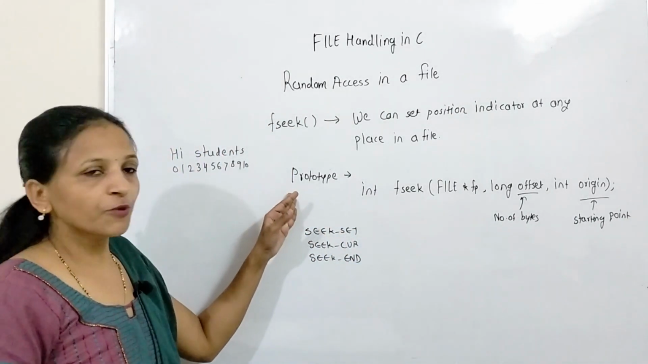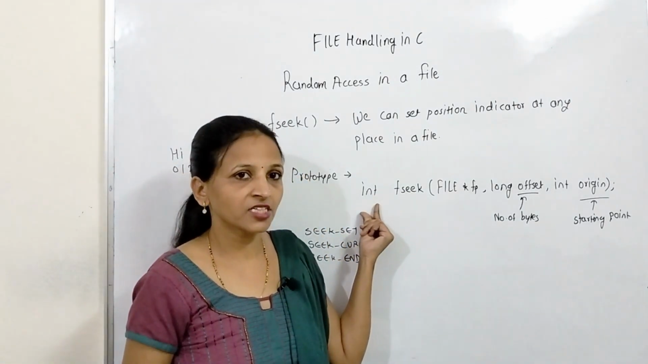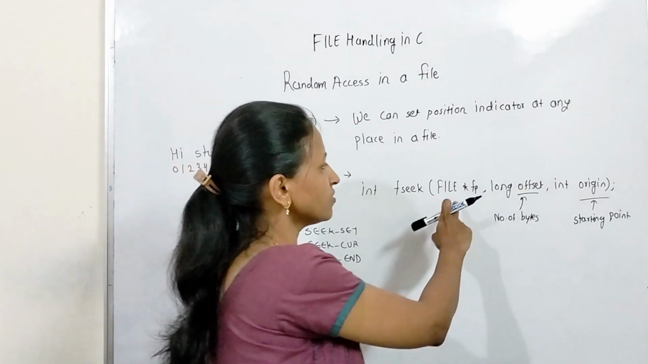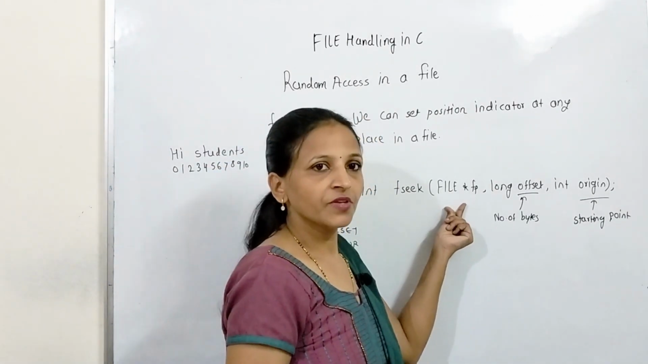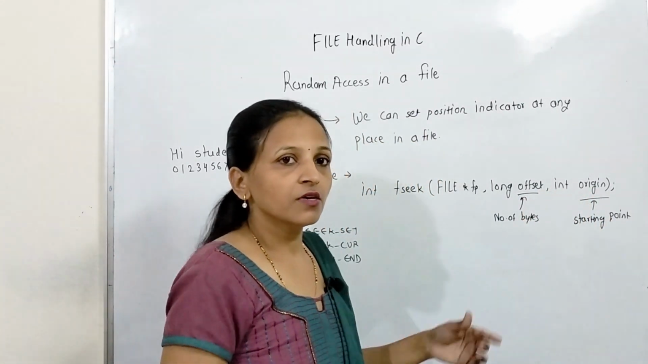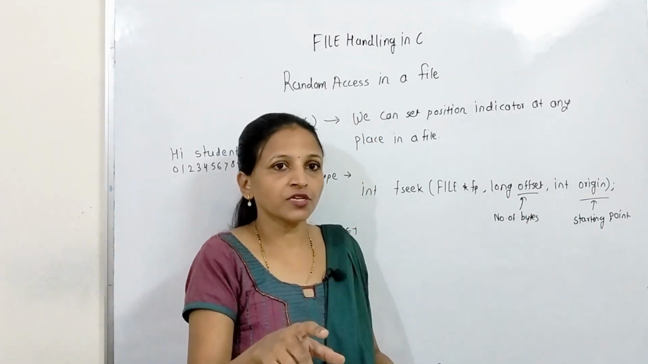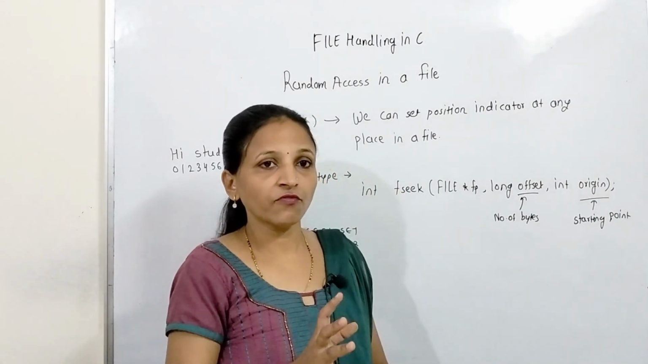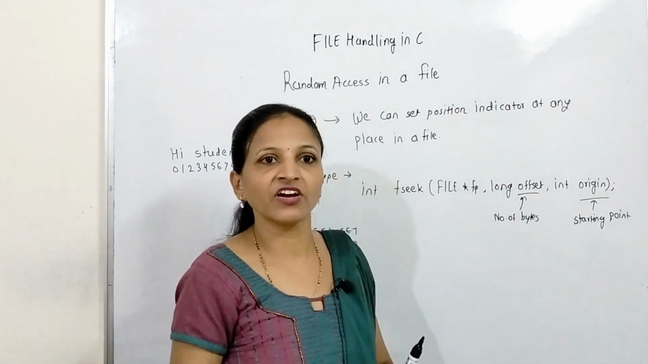Now see what is the prototype or syntax of this fseek function. This fseek function returns an integer value. The name of the function is fseek. Here the first argument is the file pointer, then a long offset, and then the origin. These are the important arguments. Origin means, if you want to move the file pointer from the beginning, from the end, or from the current location, what you want to consider as the starting point for moving that file pointer.